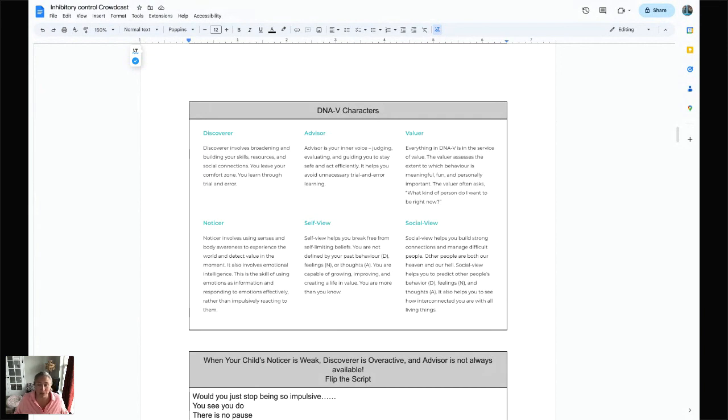Sorry, I kind of lost my words there. All right, so let's do a quick loop around these DNAV characters, and then we're going to get into some strategies for this impulsivity.